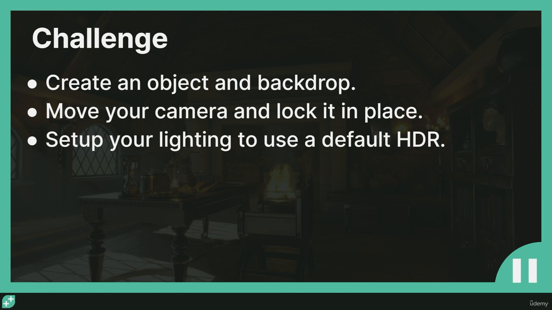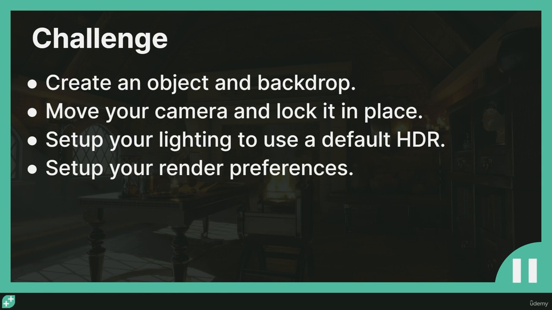You can use whichever default HDRI you want. Just remember to turn off Scene World when you're in render mode to access that. Then set up your render preferences. So make sure if you're using Eevee, it's set to Eevee, and if you're using Cycles, that's set up as well, and you are using your GPU. And whether you want to turn on denoising or not, that's up to you.